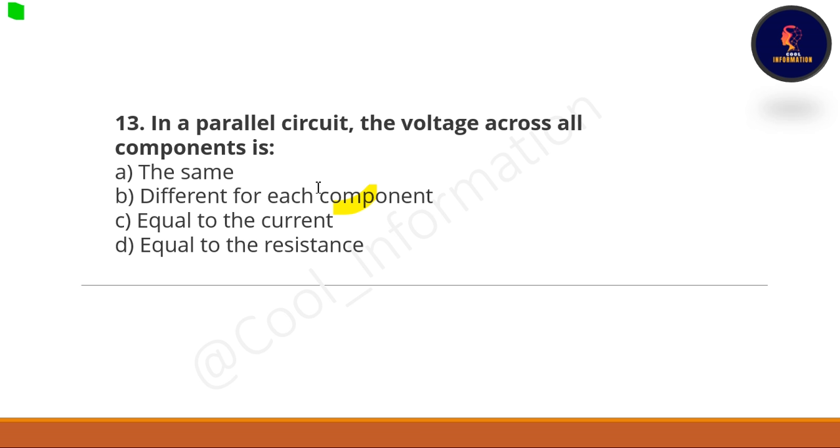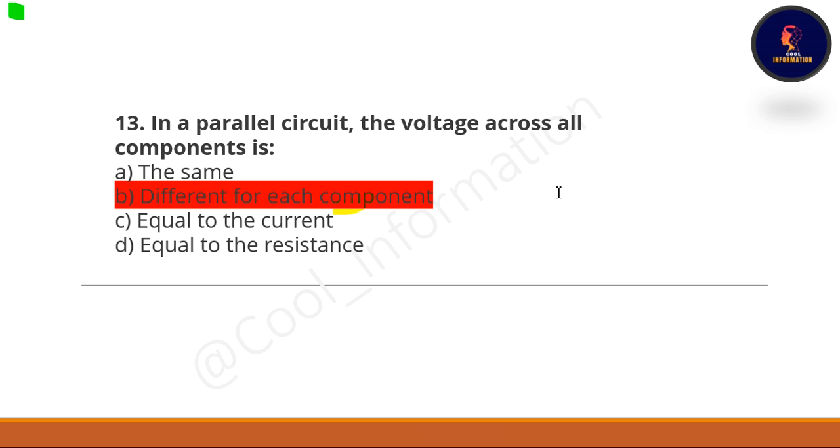13th question. In a parallel circuit, the voltage across all components is: option A, the same. Option B, different for each component. Option C, equal to the current. Option D, equal to the resistance. And the correct option is option A, the same.